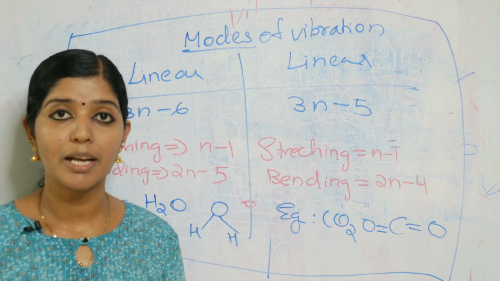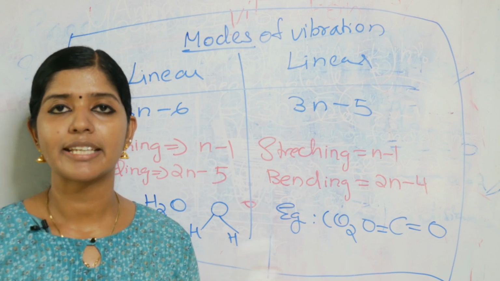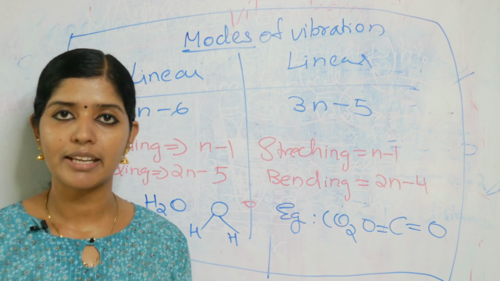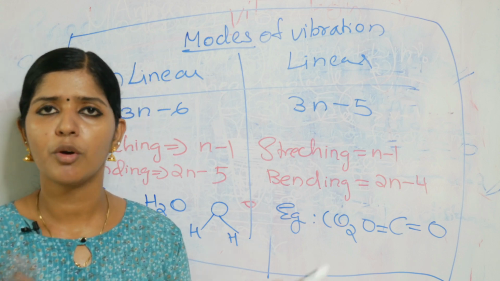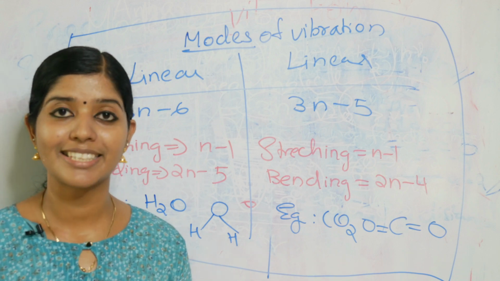Next we have to learn about the regions of IR spectra. That is, we have two regions in vibrational spectra. One is the skeletal region and the other one is the functional group region. So we have to learn about these two regions, and finally the applications. That's it. Okay, so let's learn that.